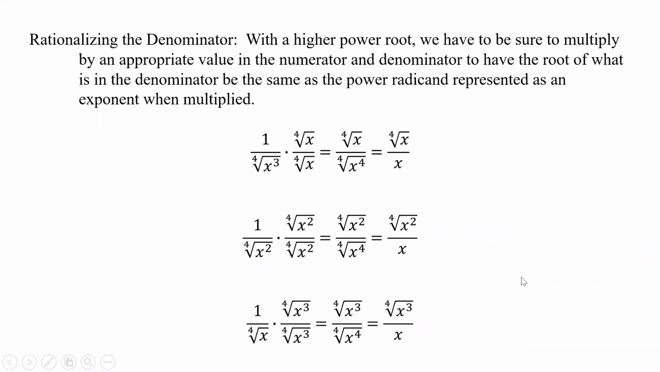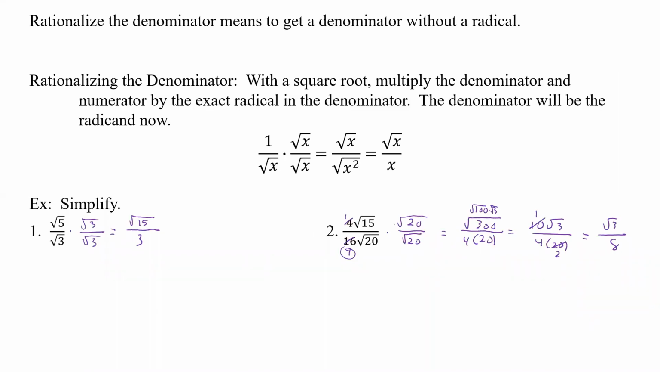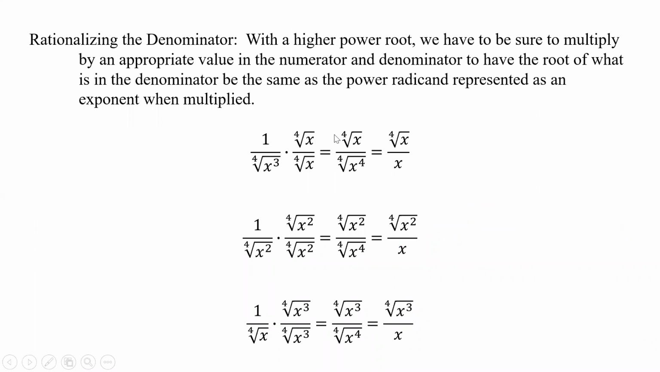Now what do we do though if we have a denominator that has a higher power root? So when we look at this one, if we remember, the square root is the same thing as having a 2 here. So we can either put a 2 there, or we can just leave it as square root. What happens if we have a 3 or a 4 or 5 or something here?